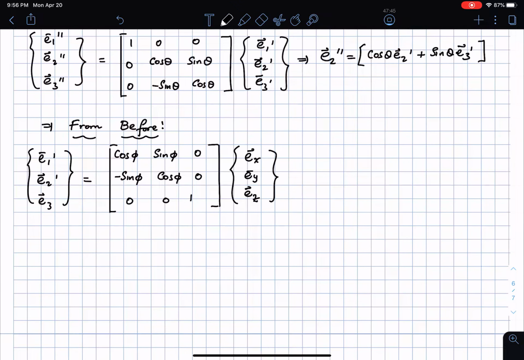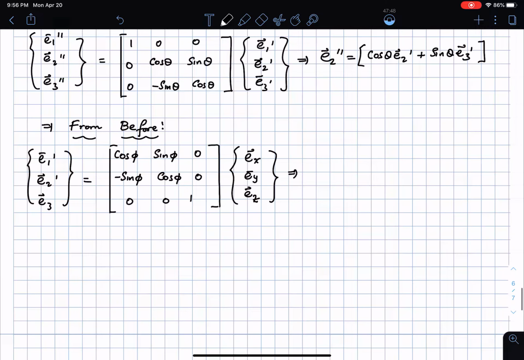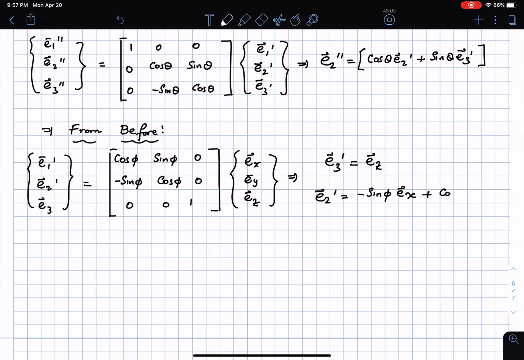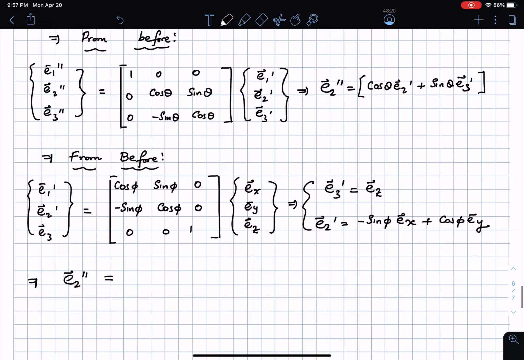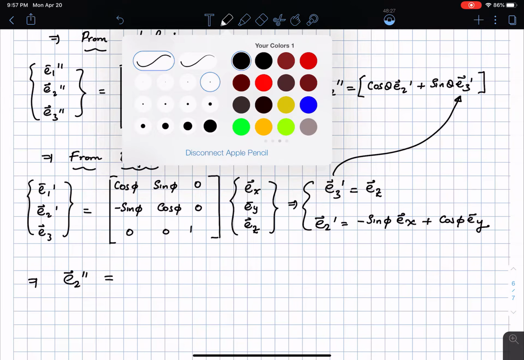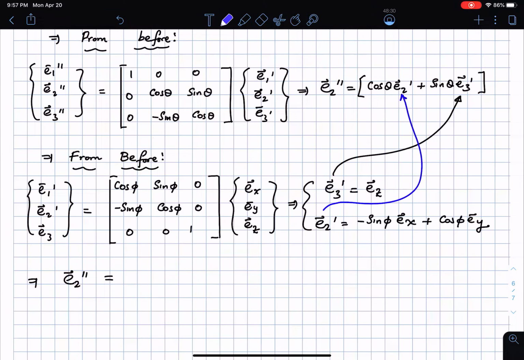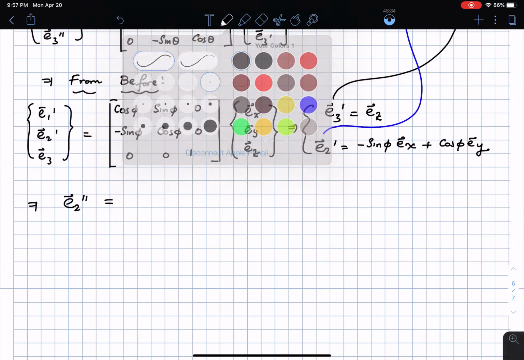So I have E2 prime and E3 prime as the following. So from here I can say that E3 prime is the same as Ez, and then E2 prime, as you can see, is minus sin phi Ex plus cos phi Ey. So substituting everything, which eventually tells me that E2 double prime is going to be the following. I'm going to take E3 prime, plug it in there, then take E2 prime and plug that in there, so that I write E2 double prime in the following manner. If I do all the math crunching, I get the following.